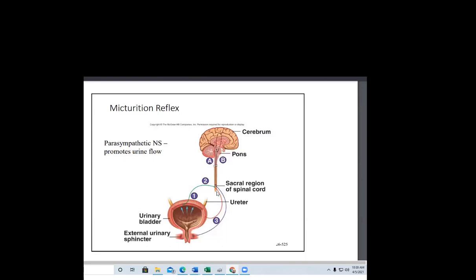We can suppress this reflex when it's early in the process as the bladder is filling. These action potentials are coming less frequently when the bladder is starting to fill. But when that bladder is completely stretched, there are continuous action potentials where you stop and say, okay, that's it. I have to go to the bathroom now, right?